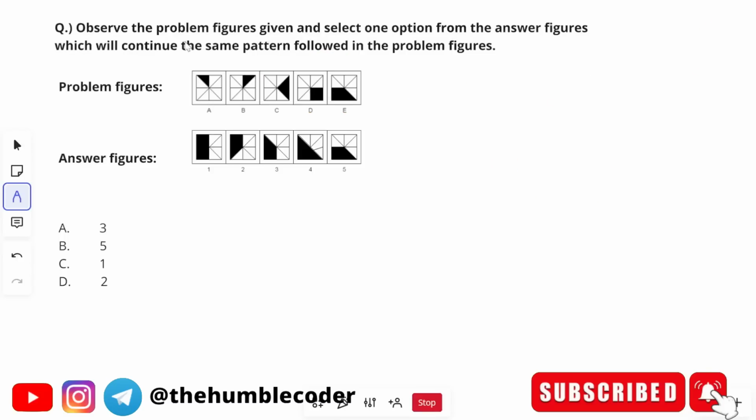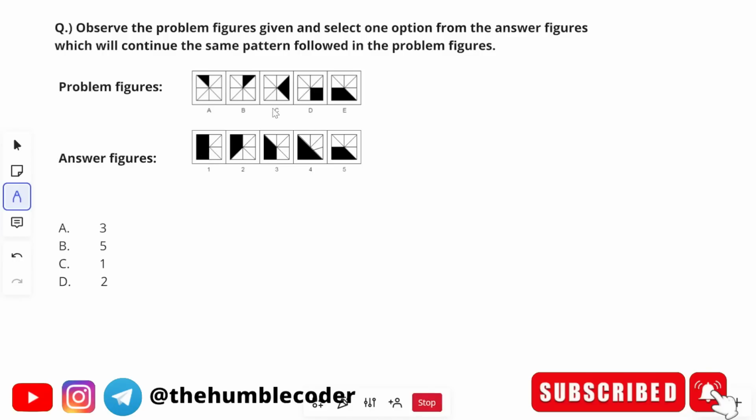Let's look at this question. Observe the problem figures given and select one option from the answer figures which will continue the same pattern followed in the problem figures. See, we have 5 problem figures, A, B, C, D and E. We have to tell which will be the next figure which will come in the sequence. And the answer figure we have to select from the given answer figures.